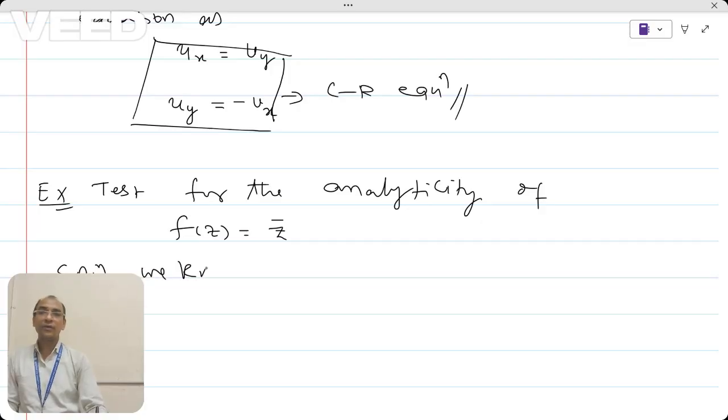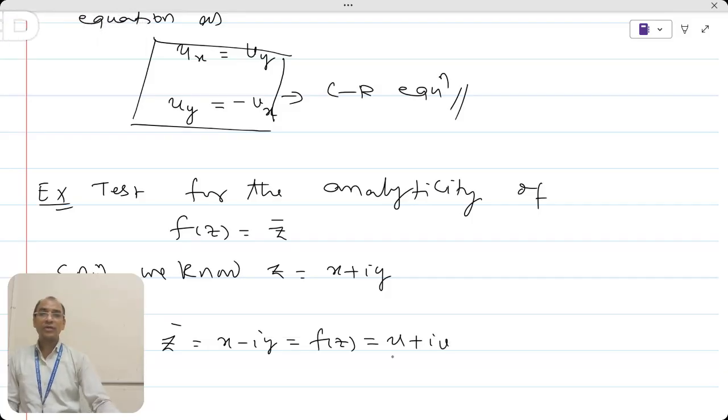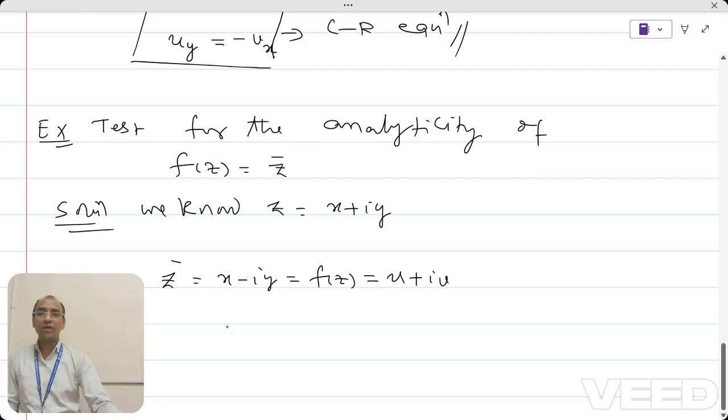We know z is nothing but x plus iy. So z conjugate will be x minus iy. But z conjugate is nothing but f of z, and f of z is nothing but u plus iv. So here in the z conjugate, whatever real part is there, we will consider it as u, and whatever imaginary part is there, we will consider it as v.